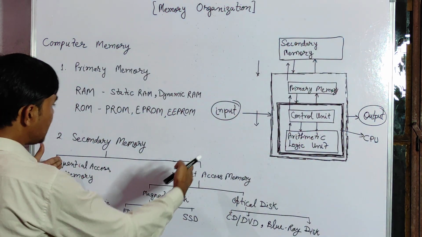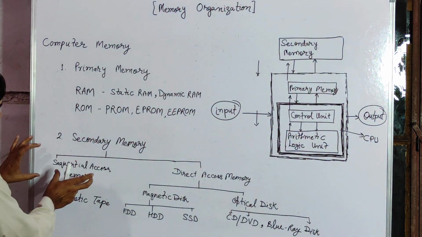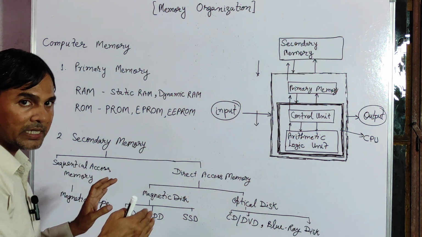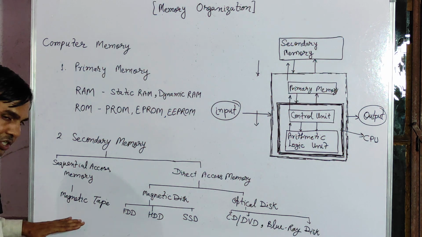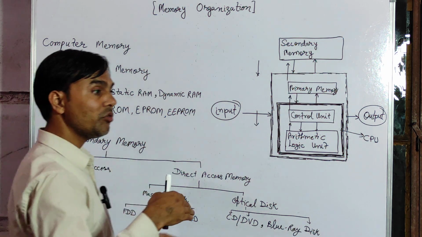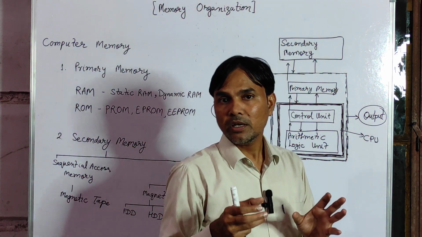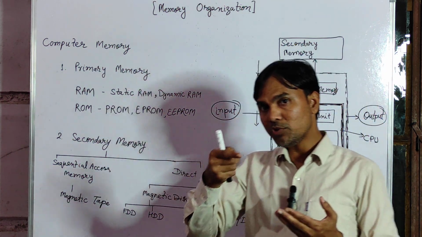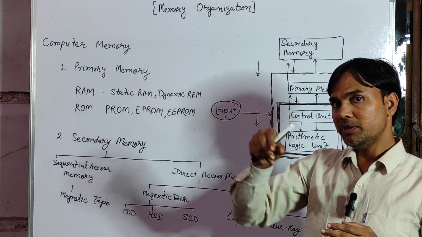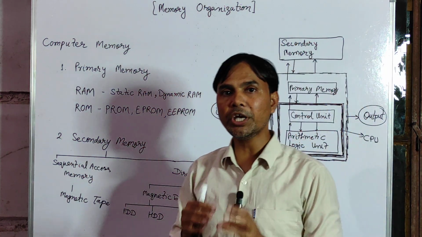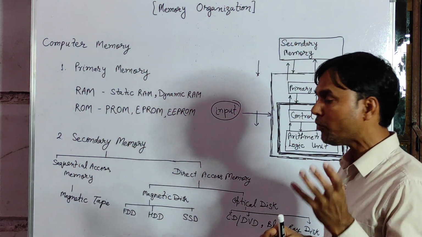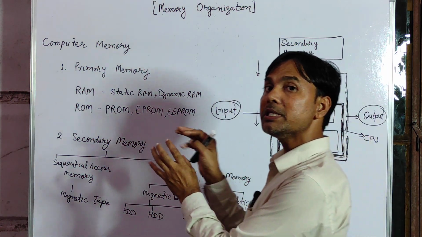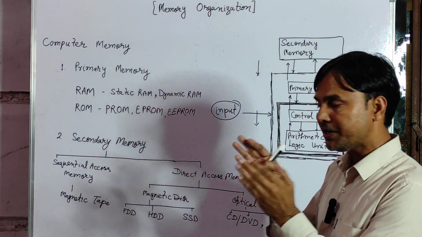We have two categories there. The number one is sequential access memory, like the magnetic tape. In the old days we had cassettes, the VCR cassettes. We have the tape there, which uses magnetism technology to store different types of data. We can access the data from that tape in sequence only, not in direct access mode.